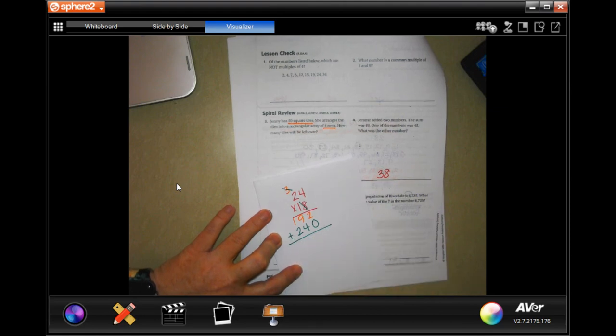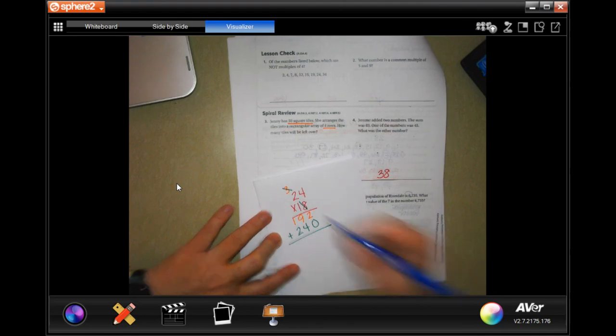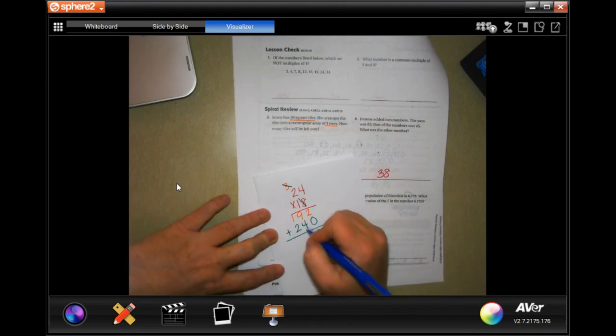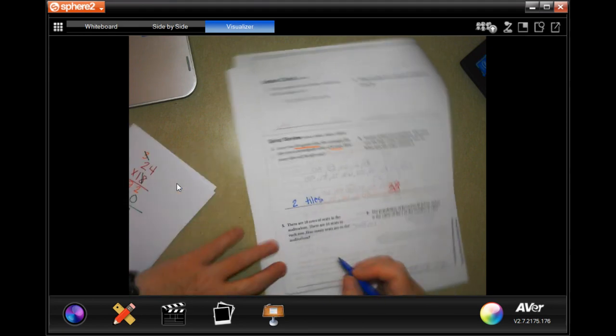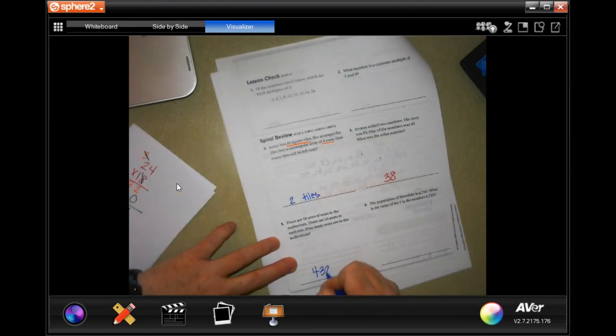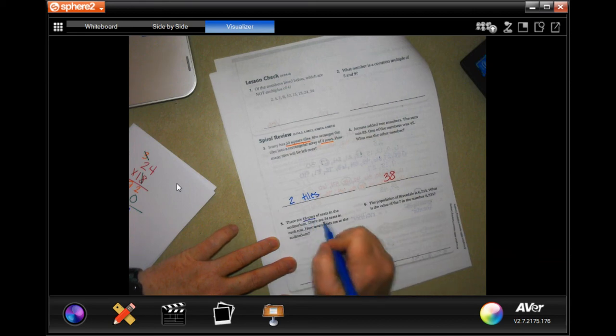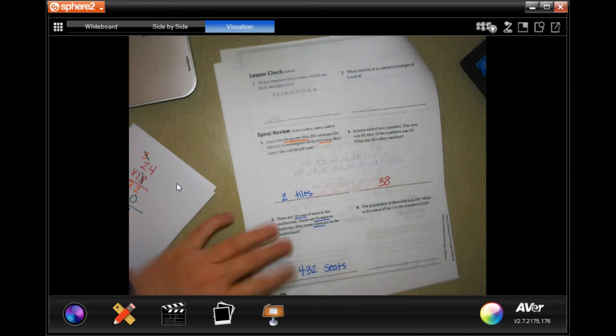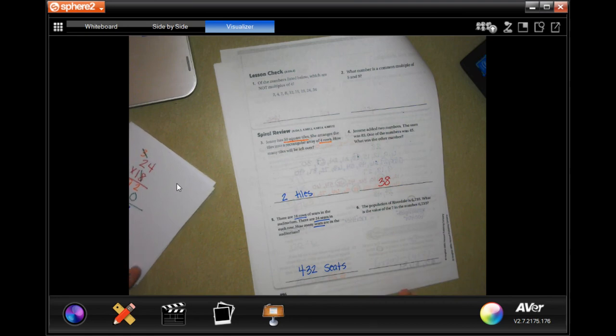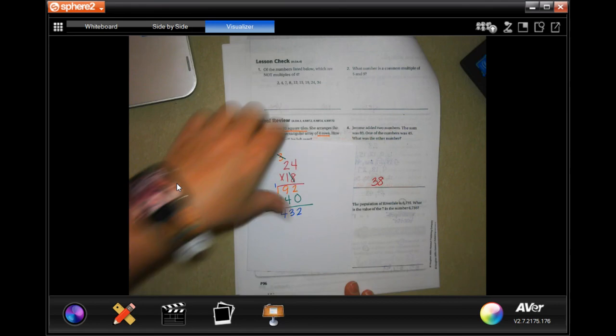Add them up. Okay. 2 plus 0 is 2. 9 plus 4 is 13. Carry the 1. 1 plus 1 is 2. Plus 2 is 4. 432 seats. 18 rows, 24 seats. How many seats? There you go. Make sure that you stop long enough to write your work down.